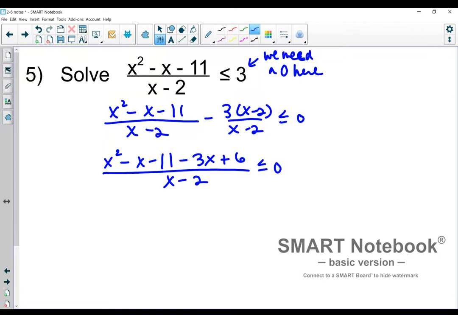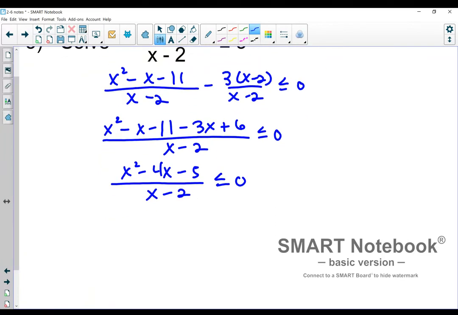Put our like terms together. x squared minus 4x minus 5. And I'm even going to factor, just always checking for holes. Numerator would be (x minus 5) times (x plus 1).